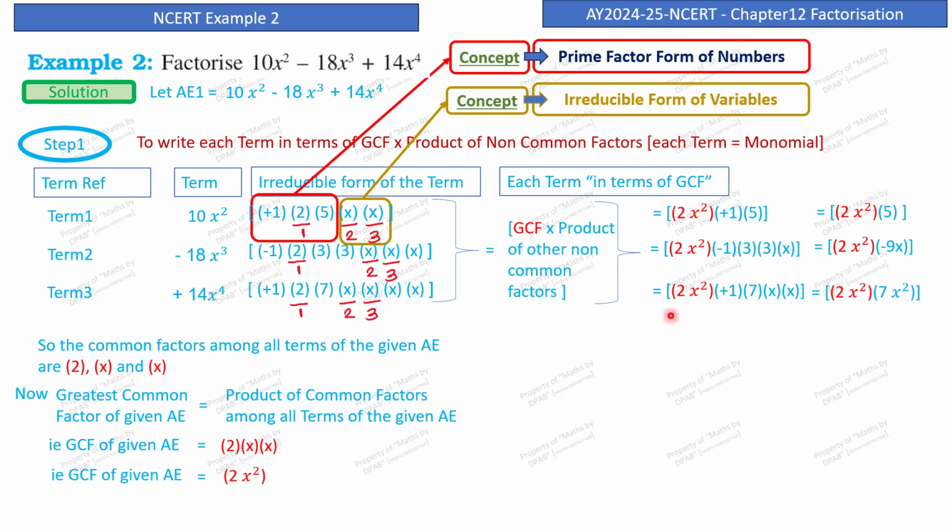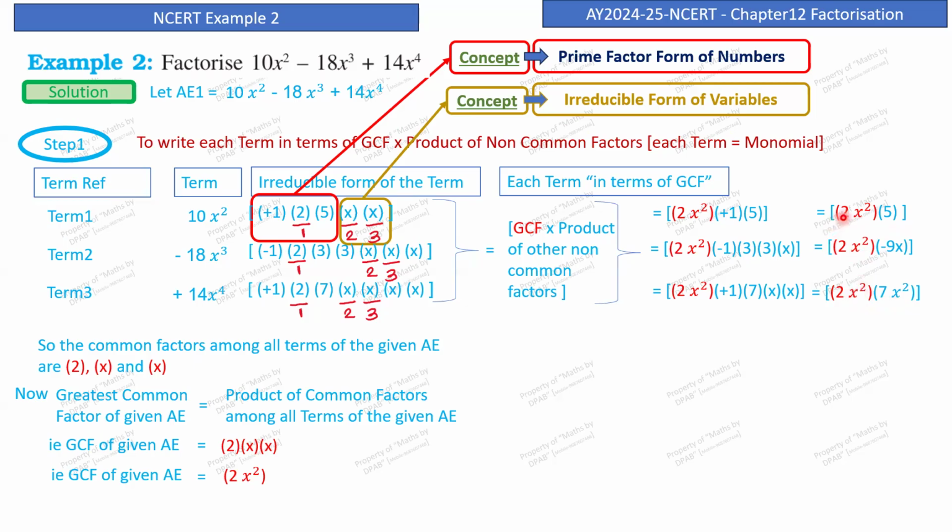If people are not able to move fast, please use this step also to find the answer. If you are a faster student, straight away you can write 10x square minus 18x cube plus 14x cube equal to 2 to the power 2 into x to the power 2 into 5, 2 to the power 2 into x to the power 2 into minus 9x, 2 to the power 2 into x to the power 2, 7x square.